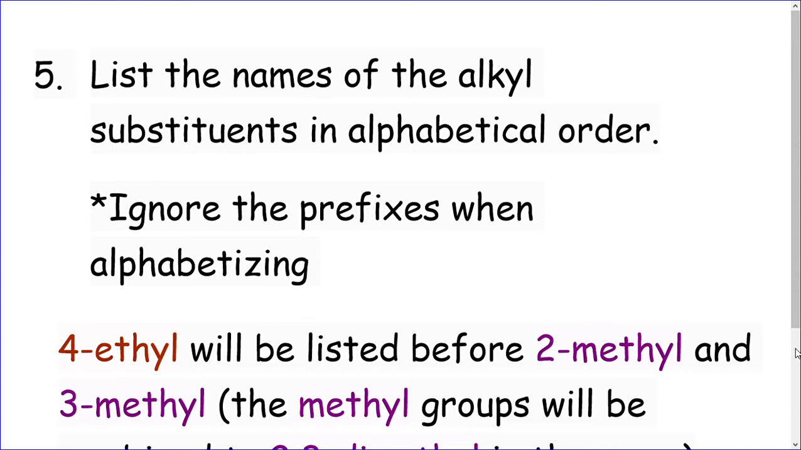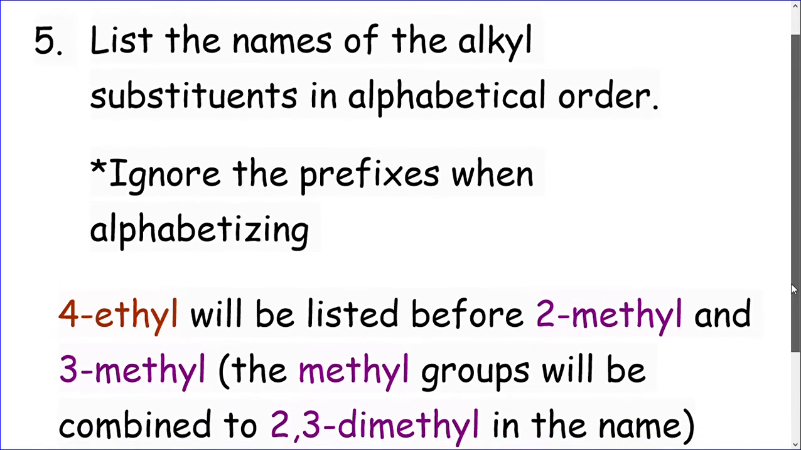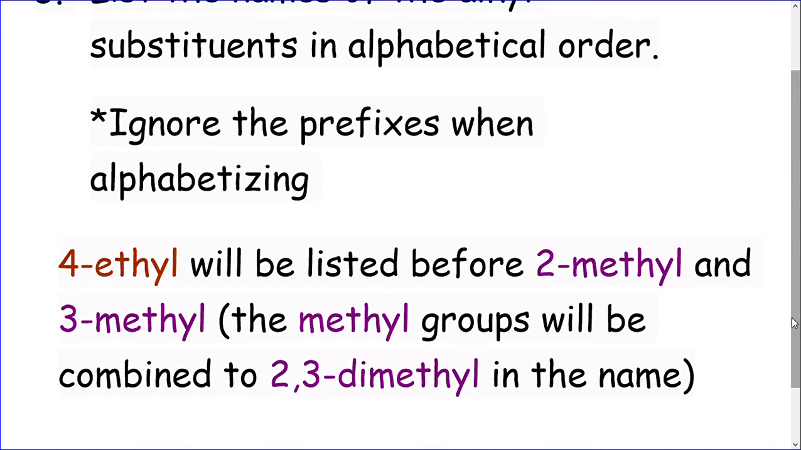So an ethyl group would come before a methyl group. A butyl group would come before my ethyl group, which will come before my methyl group. Doesn't matter how many there are in that parent chain, I just need to name them appropriately. So 4-ethyl gets listed before 2-methyl and 3-methyl. Now the methyl groups, we said we were going to call those dimethyl, but I just need to say where they're coming from in that parent chain from our question. So the numbers stay, but I can combine the two methyls together. So in this case, we get 2,3-dimethyl in the name.